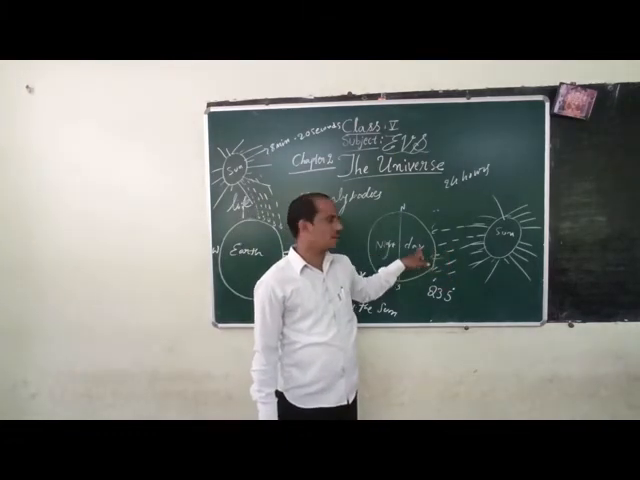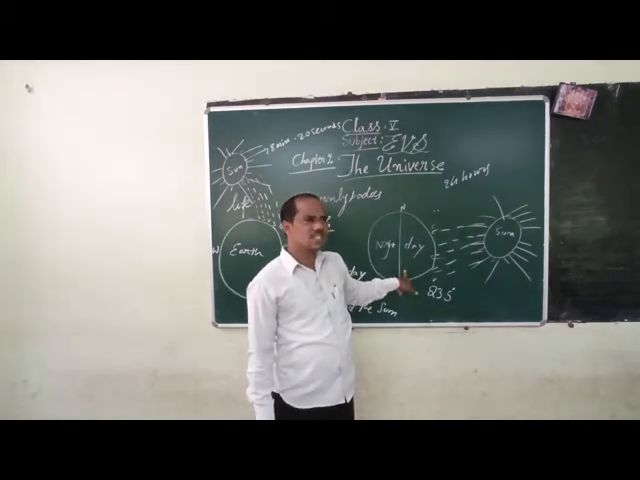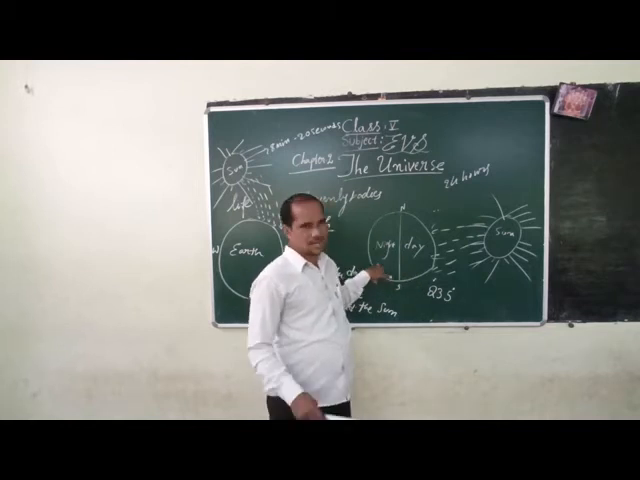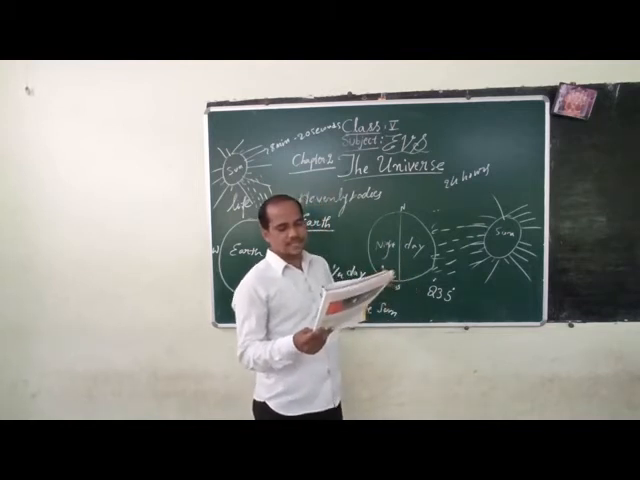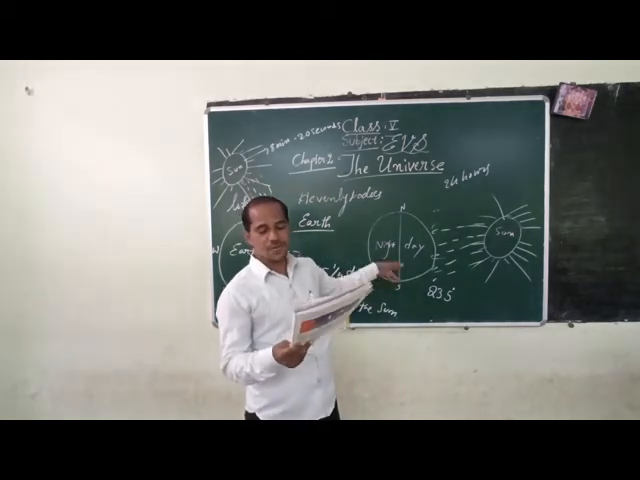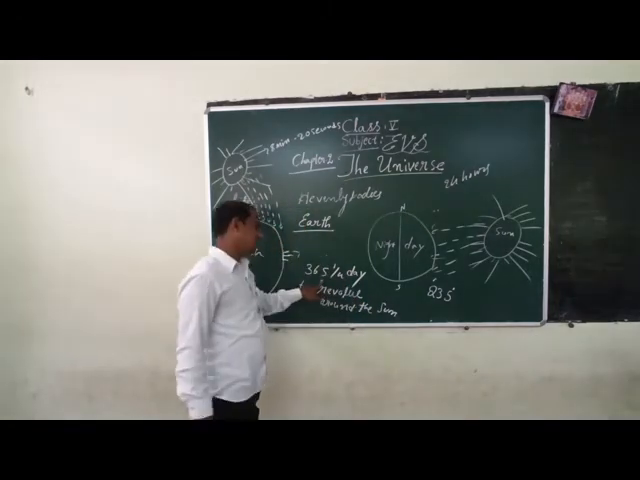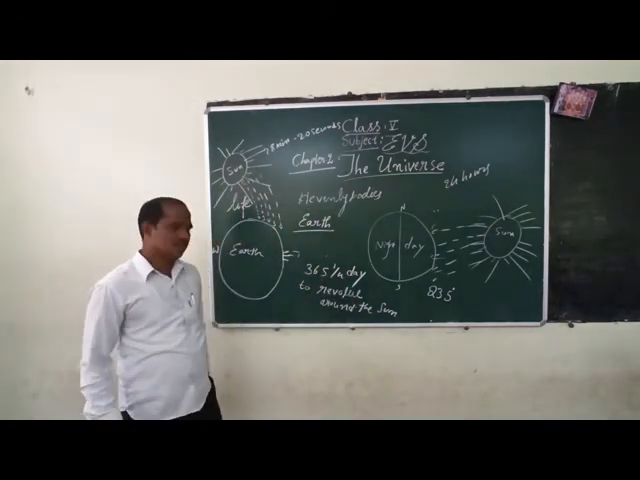When sunlight falls on one side, it is day there. The other side is night. Next, the Earth takes 1 year to complete its revolution around the sun. One year is nearly 365 days to revolve around the sun.